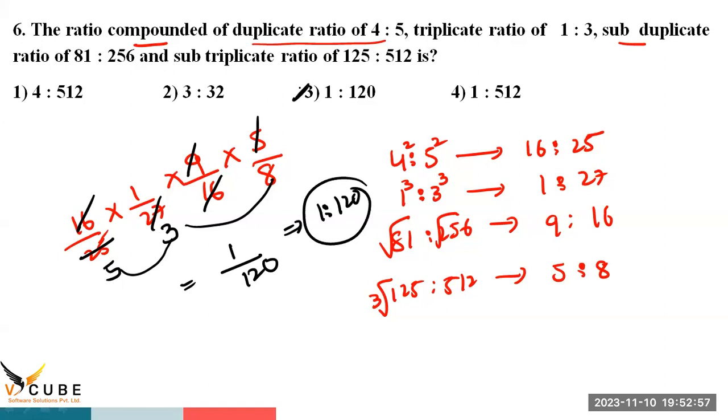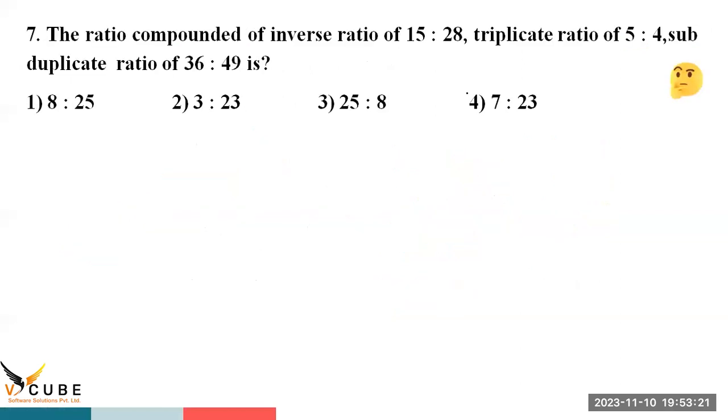Clear, all of you? Yes, sir. Any doubts regarding this problem? So we need to remember the 5 points: compound ratio, duplicate ratio, subduplicate ratio, triplicate ratio, subtriplicate ratio. Sometimes they also give the inverse ratio. Let's look at another problem.